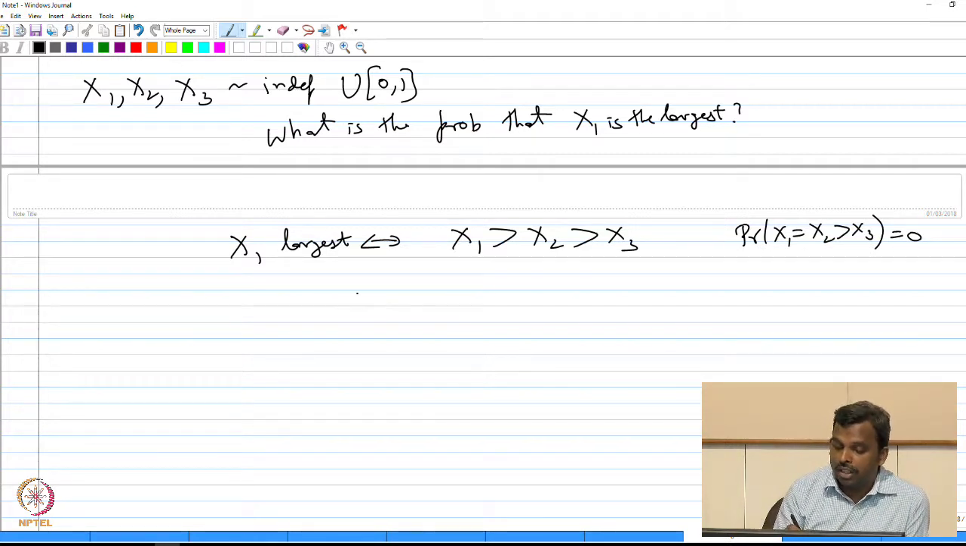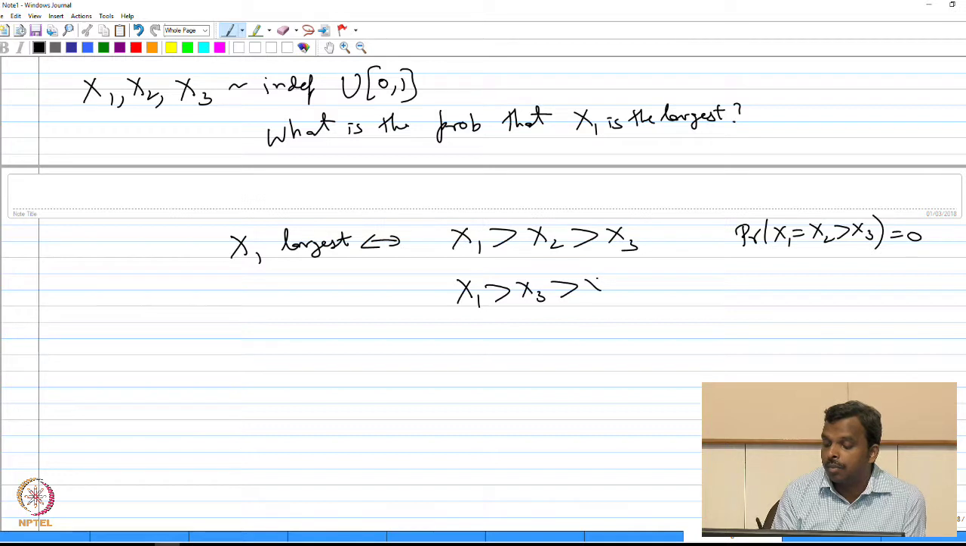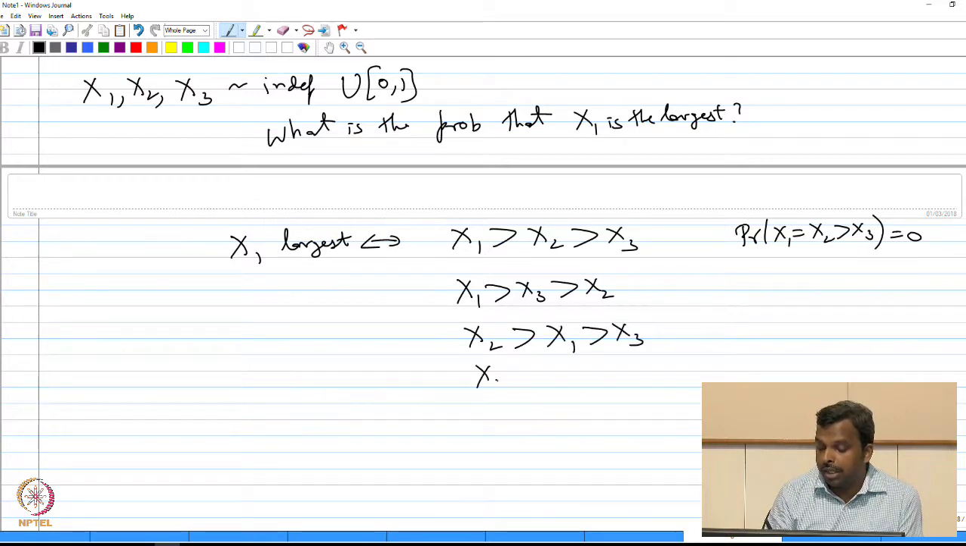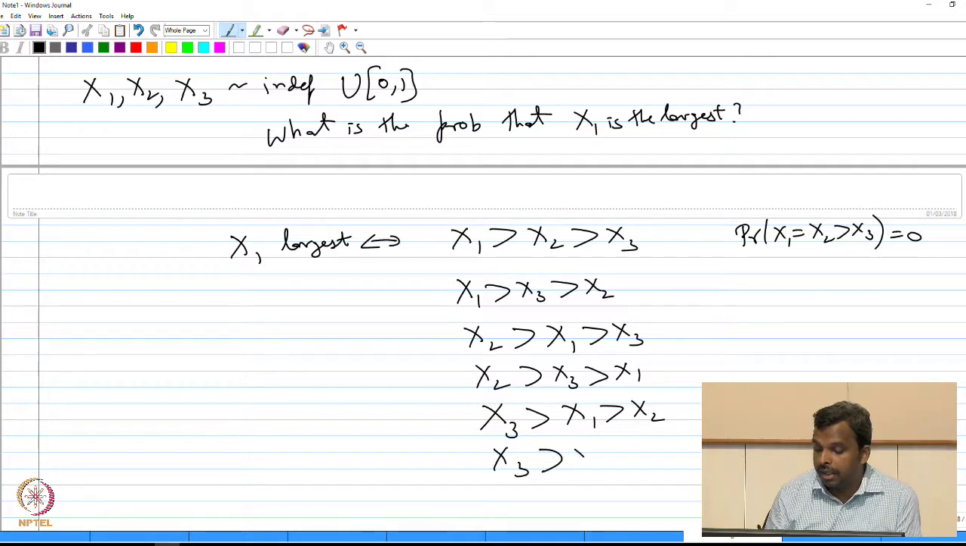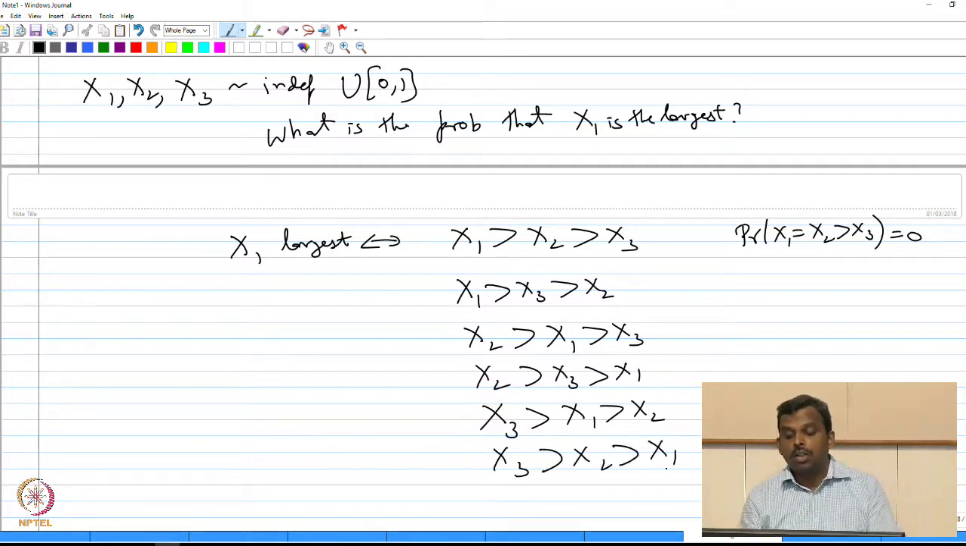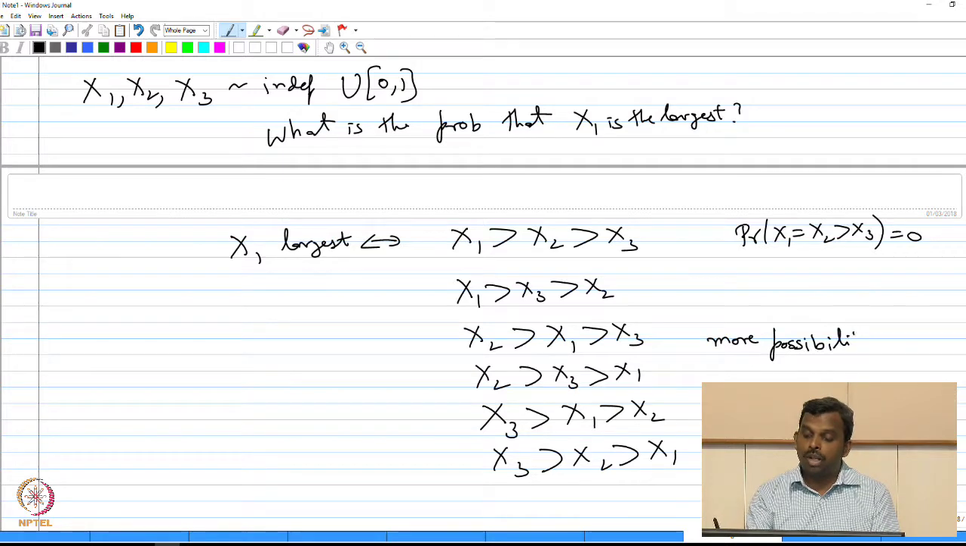So what are the various different orderings possible? You can have x1 greater than x2 greater than x3, or x1 greater than x3 greater than x2. Remember, it's critical that any equality I don't have to consider. If you have to consider equalities, things will become more murky. The other possibilities are x2 greater than x1 greater than x3, x2 greater than x3 greater than x1, x3 greater than x1 greater than x2, and x3 greater than x2 greater than x1. So there are 6 different possibilities here, and additionally some more possibilities with equality, but all of them will have probability 0.